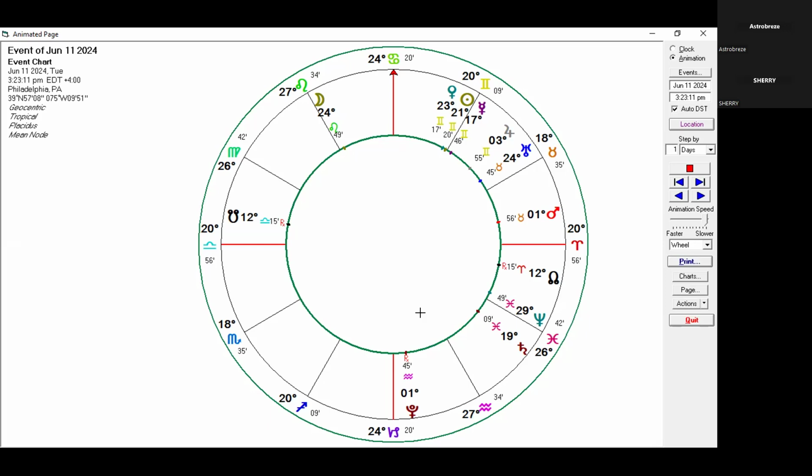Okay, then we have it moving into Virgo. And that's where Mercury is exalted. Mercury is in home and exalted. And then Venus is in its fall in Virgo. Venus isn't happy. It's like you can't please everybody, right?